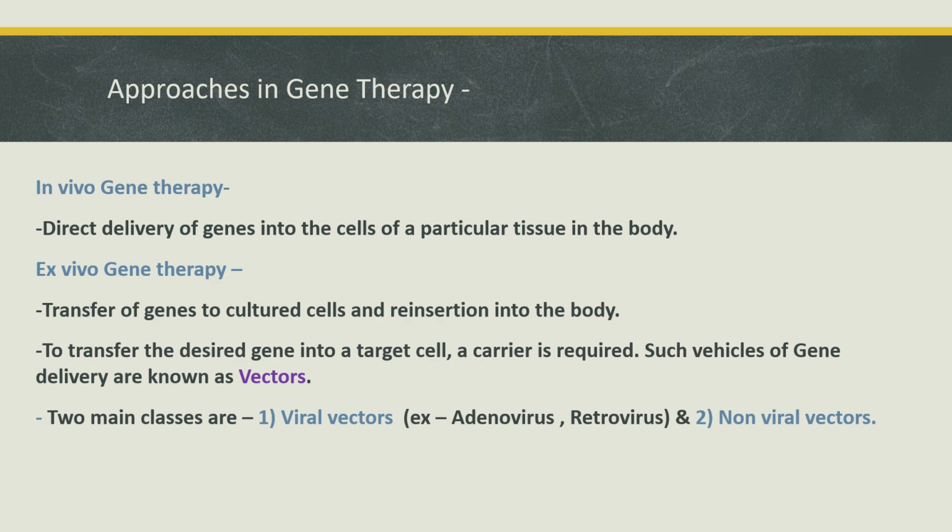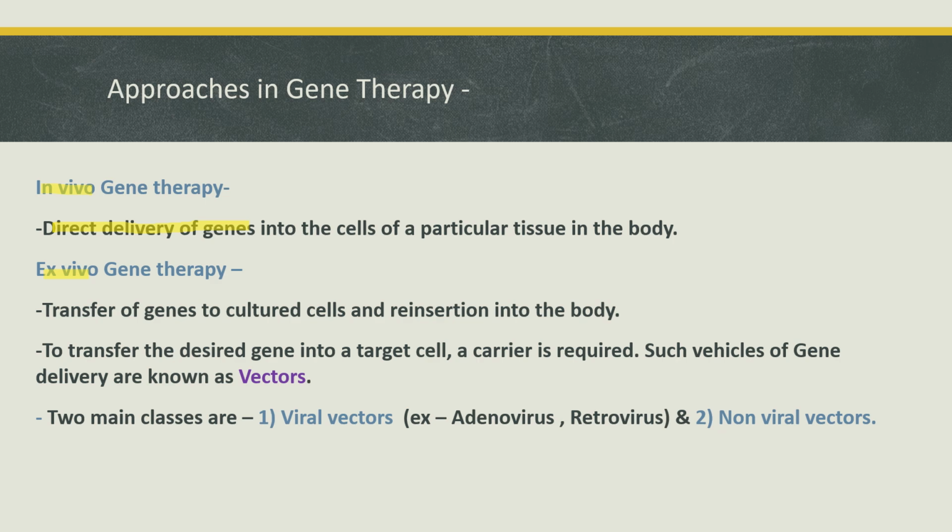There are two approaches or two ways by which we can deliver our gene of interest into the patient's body. Here you can see there are two techniques, in vivo gene therapy and ex vivo gene therapy. So what is the exact difference between these two techniques? In in vivo gene therapy, genes are directly delivered into the cells of the body. Direct delivery of genes into body cells is known as in vivo gene therapy. Though it sounds simple, actually this is a very challenging treatment as we are dealing with the genes of our body.